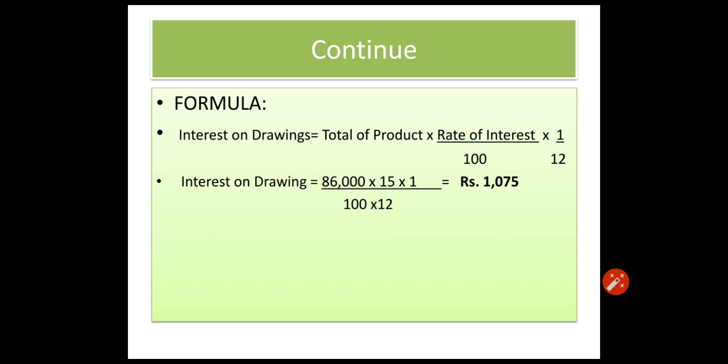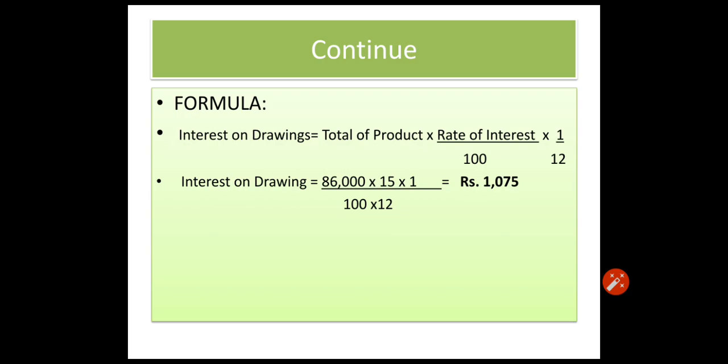After this, you are going to use a formula to calculate interest on drawings, and the formula to calculate interest on drawings by the product method is total of products into rate of interest divided by 100 into 1 by 12. It means we have to calculate interest on the total of products for 1 month.